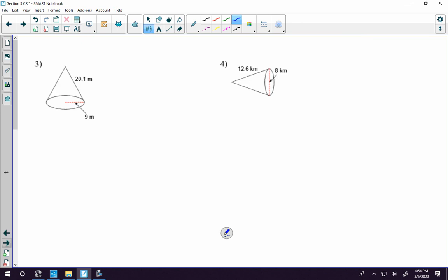Okay, moving on to the surface area of a cone. So the formula for the surface area of a cone is going to be the lateral area plus big B.